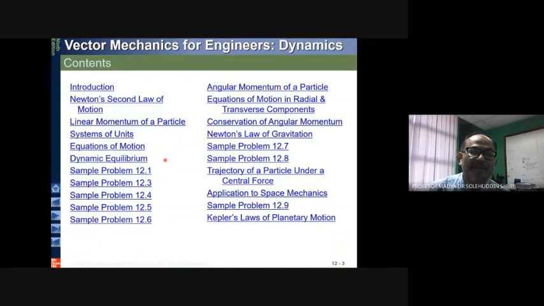The equation of motion for dynamics, especially for this chapter, is very important. For the equation of motion, draw the free body diagram, then draw the kinetic diagram, find the dynamic equilibrium, and then we apply all we have learned earlier for the equation of motion in different coordinate systems. We also have angular momentum of a particle, equation of motion in radial and transverse components, and conservation of angular momentum.